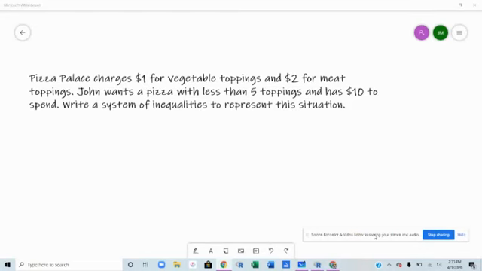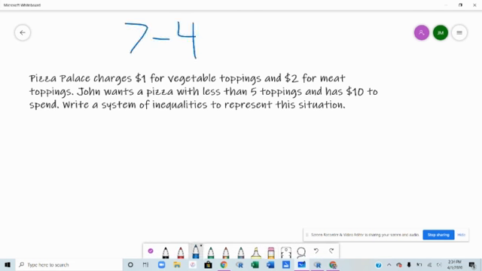The last part of this is just writing a system of inequalities from a word problem. There is no solving that you need to do. There is no graphing that you need to do. You just need to be able to write your inequalities. I would highly recommend that for help, you go back and look at your 7-4 notes, because these inequalities will look just like those, except instead of equal signs, we need inequality symbols.